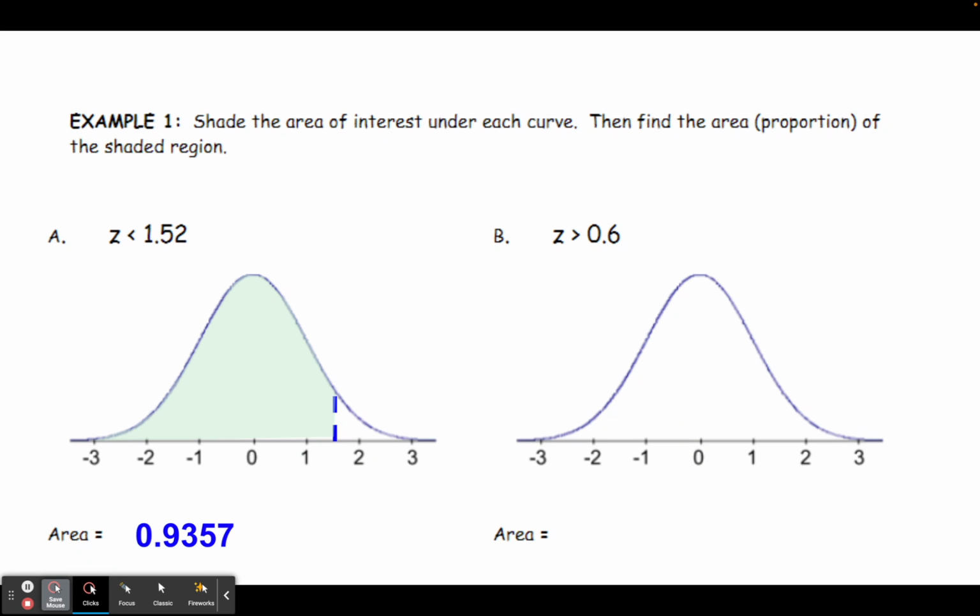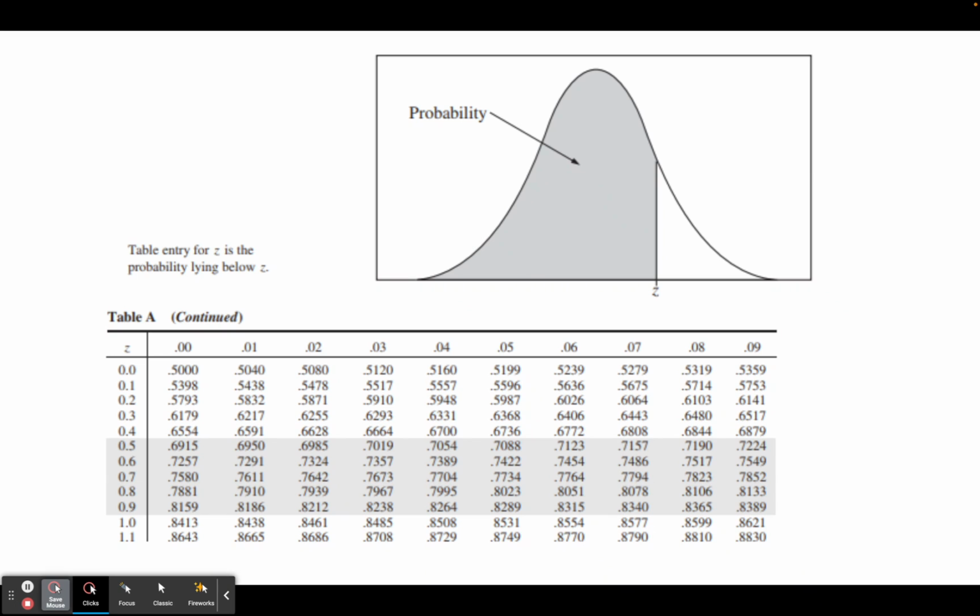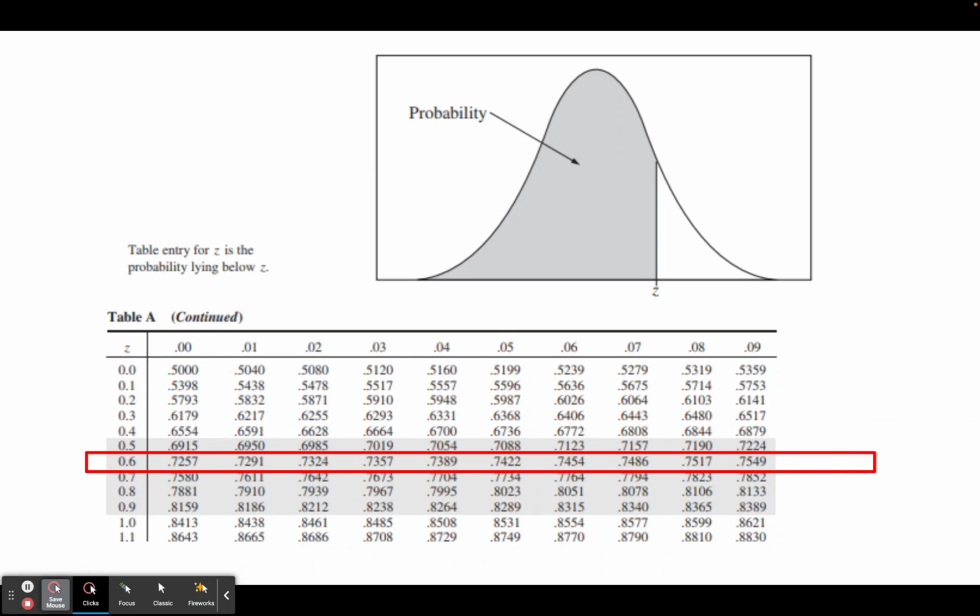Letter B, z is greater than 0.6. 0.6 is, again, positive, and it's between 0 and 1. This time our inequality is greater than, so it's going to the right, and we want to shade to the right of that line. Now we go to Table A. Our z-score is 0.6. So we look in this row right here where we have z is 0.6. There is no digit in the hundredths place, so that means we use the 0.00 column, and where those intersect is 0.7257.